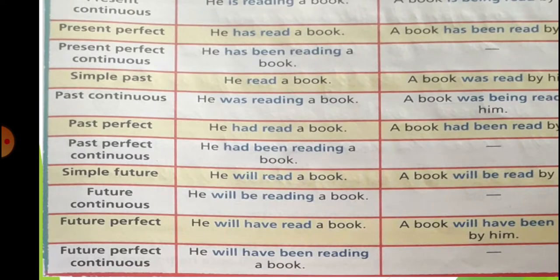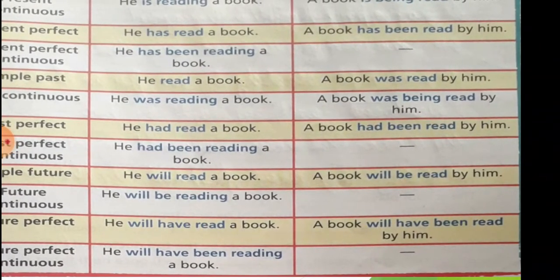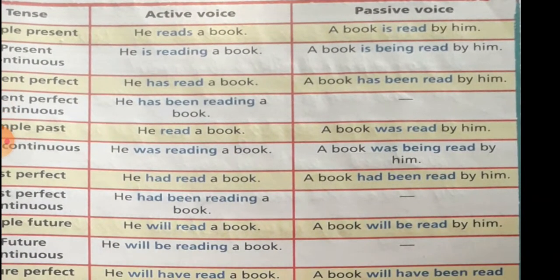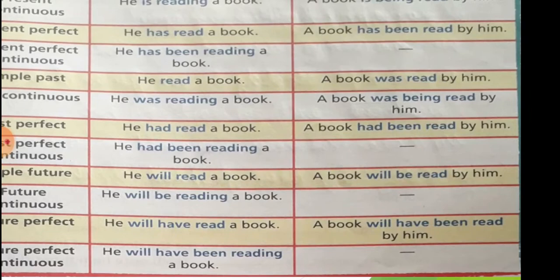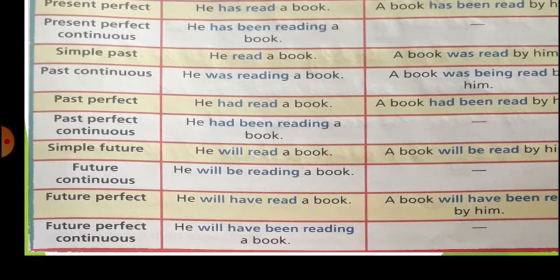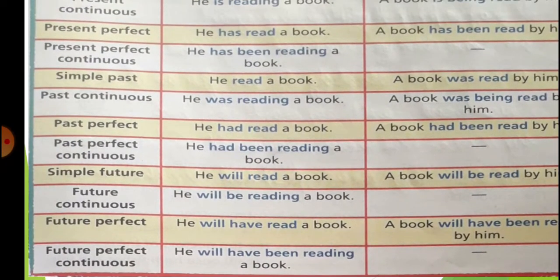In past perfect: he had read a book. In this, "had" is here, so we have to change it into "been". It's something like this also. In present perfect, we had "has" and we changed it into "been" also. So here we have to use "been" with "had". In present perfect, past perfect and continuous tenses, we do not have to make any change.